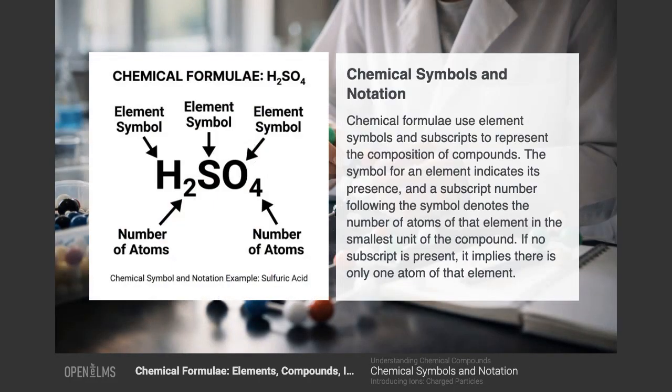Chemical symbols and notation. Chemical formulae use element symbols and subscripts to represent the composition of compounds. The symbol for an element indicates its presence, and a subscript number following the symbol denotes the number of atoms of that element in the smallest unit of the compound. If no subscript is present, it implies there is only 1 atom of that element.